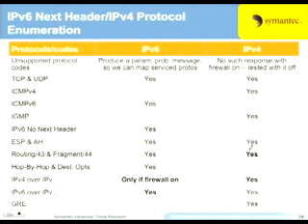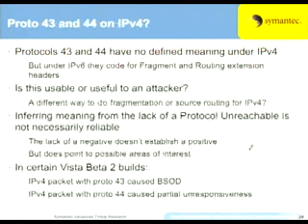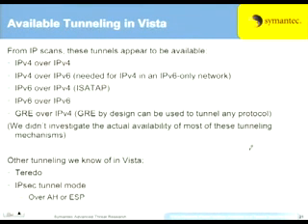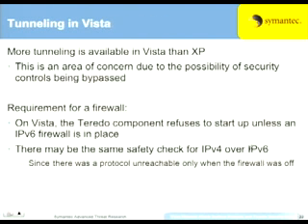Now, there were some other protocols that showed up as available. These were associated with tunneling. And based on the IP scans, it looked like IPv4 over IPv4 and IPv6 were available, IPv6 over IPv4 and IPv6, and GRE over IPv4. But we didn't actually investigate the availability of most of these. This is what appeared to be available. And there's a couple other tunneling mechanisms that we know of in Vista, Teredo and the IPsec tunnel mode. And this means that there's more tunneling available in Vista than XP.